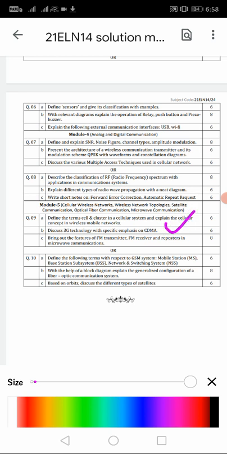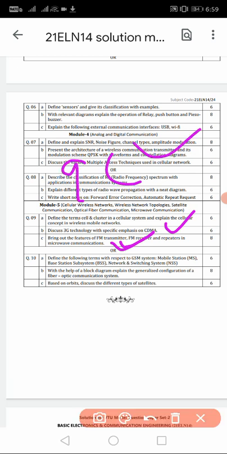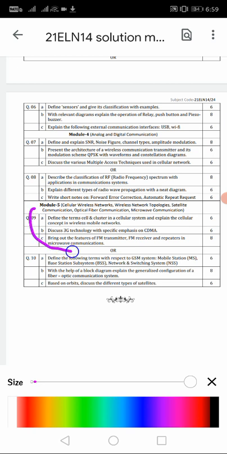9C, bring out the features of FM transmitter receiver and repeaters in microwave communication. Okay, microwave communication, they have asked the block diagram of microwave communication. Okay, that's an important question again. 9C. Okay, so 9B and C looking like very important, ABC looking like very important again. Okay, these are the important questions.